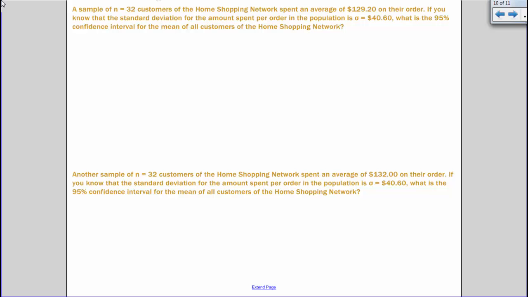All right. Okay, so we're still working with the sample of 32 customers, and we're still working with those two different sample means that we looked at before. Only now we're working with a 95% confidence interval instead of a 90% confidence interval. So when we go to figure out what our alpha level is, we're going to have 1 minus 95 divided by 100, which is 1 minus 0.95, which gives us an alpha level of 0.05.